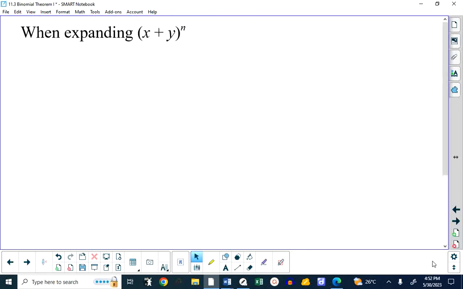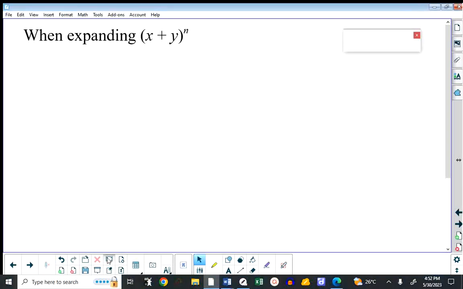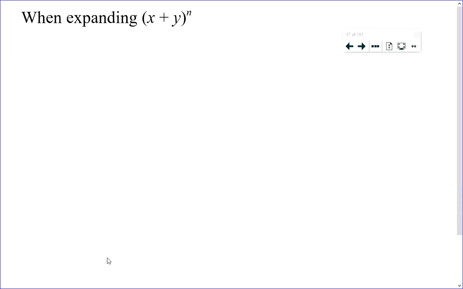So, here are the rules that we use to expand binomials by looking at Pascal's triangle. I say it that way because there's another way to do it that we're going to start learning about a little bit later. There will always be n plus 1 terms in the expansion of x plus y to the n. So if I have x plus y to the 4, there's going to be 5 terms.